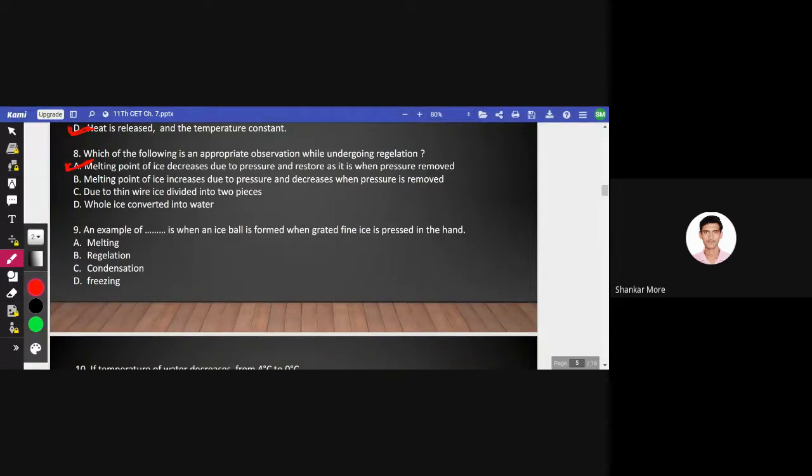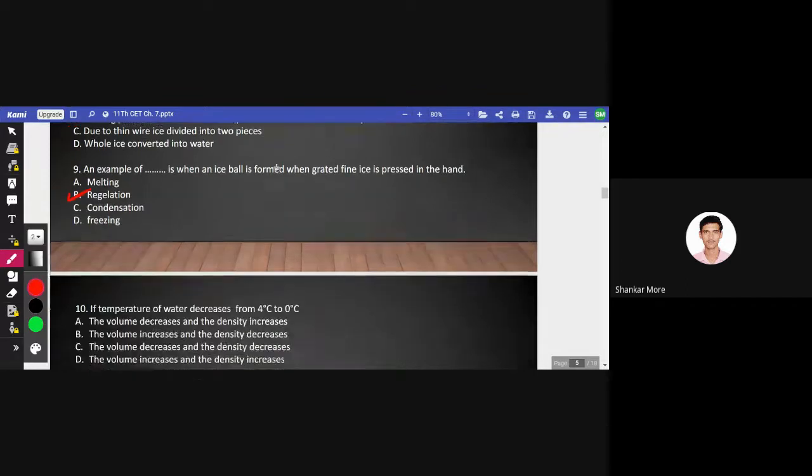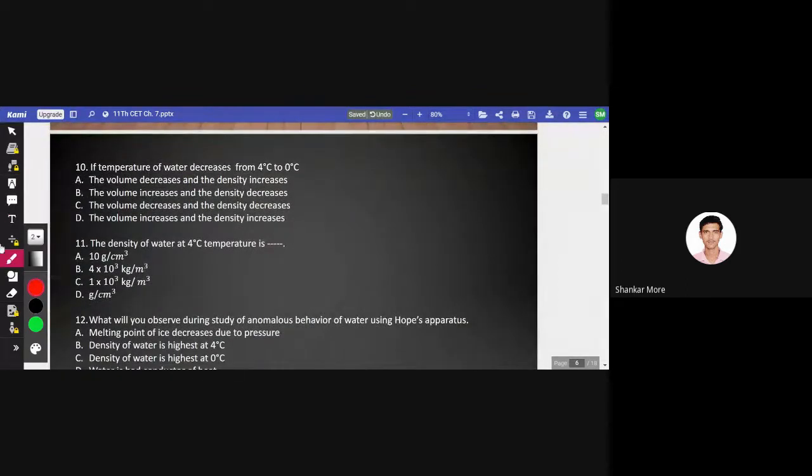So regelation is the correct answer. Option B is correct one. Sorry for that extra line in between. If temperature of water decreases from 4 degrees Celsius to 0 degrees Celsius, so what happens then? The volume decreases and the density increases. The volume increases and the density decreases. The volume decreases and the density decreases. The volume increases and the density increases.